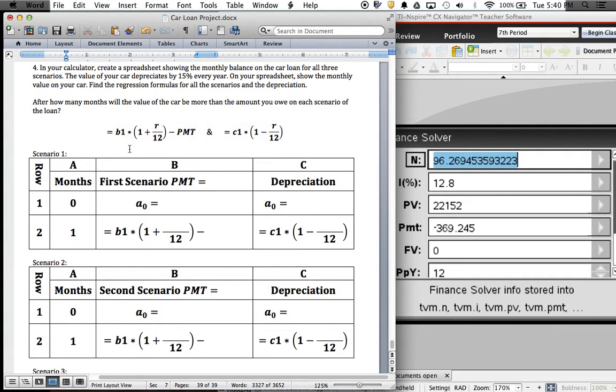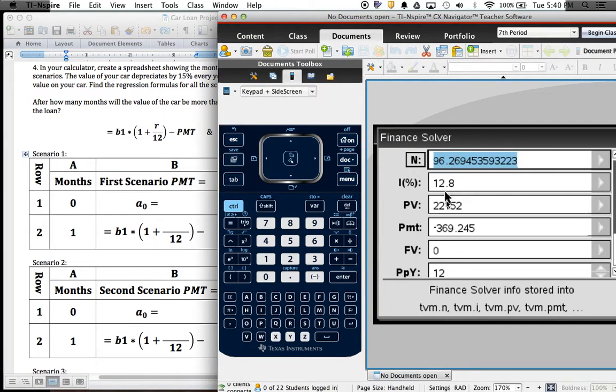figure out for every single scenario when the balance of what you have left owing is going to be less than your depreciation. Okay. So in all the scenarios, your depreciation rate is going to be 15%. You need to keep note of your payment amount. For the first scenario, it's $469.25.